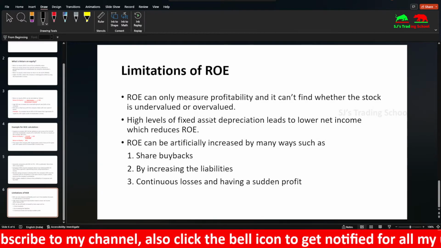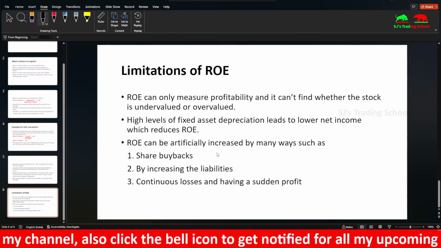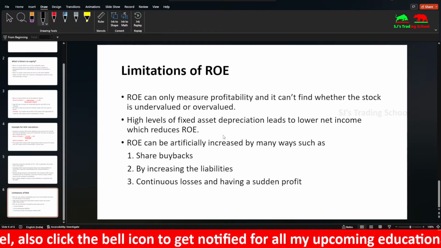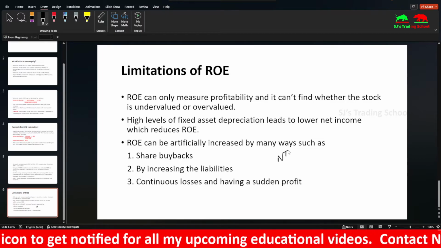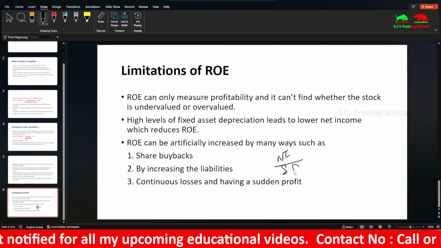The third limitation is that there are several ways the ROE can be artificially increased. For example, what is the ROE formula? That is net income divided by shareholders' equity.